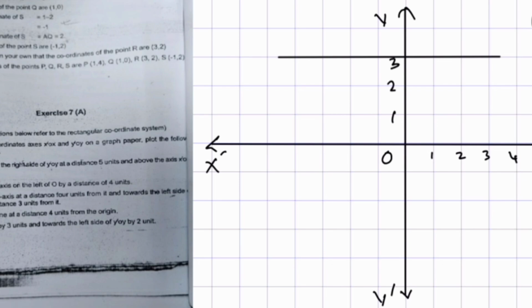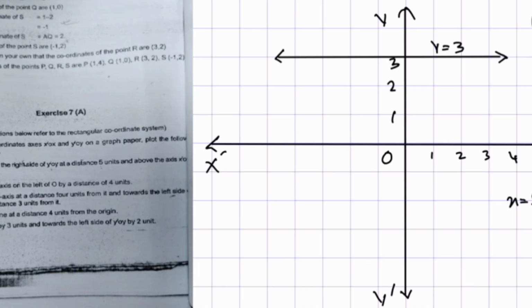One line is this, one line is this. We can also name these lines: this one is x equal to 5, and this one is y equal to 3. Always remember that for a point on the x-axis, the line is parallel to the y-axis, and for a point on the y-axis, the line is parallel to the x-axis.